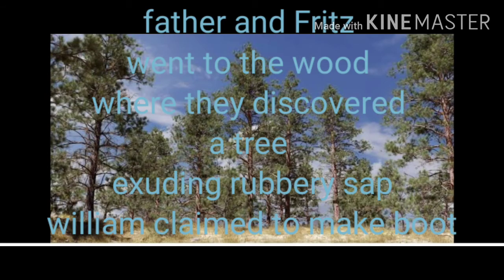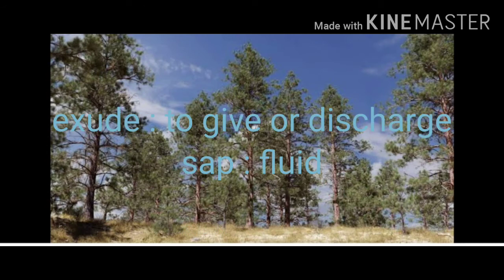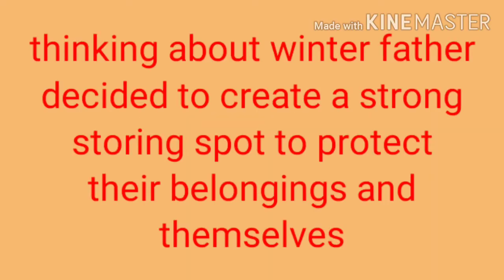Father and Fritz went to the wood where they discovered a tree exuding rubber sap. William claimed that he could make boots out of it. Exude means to give or discharge, and sap means fluid. So, William made boots out of it.